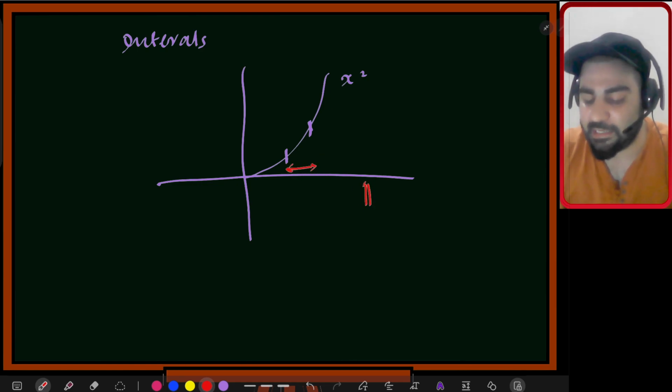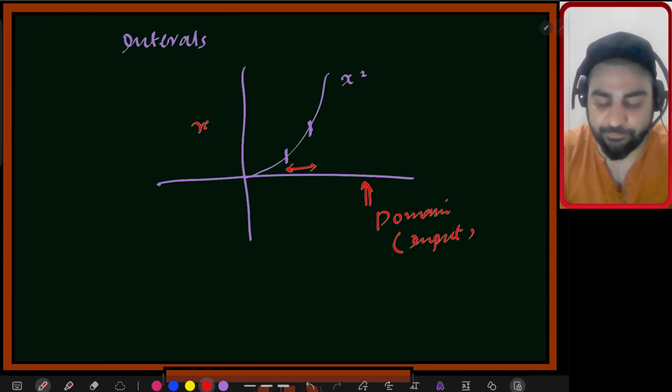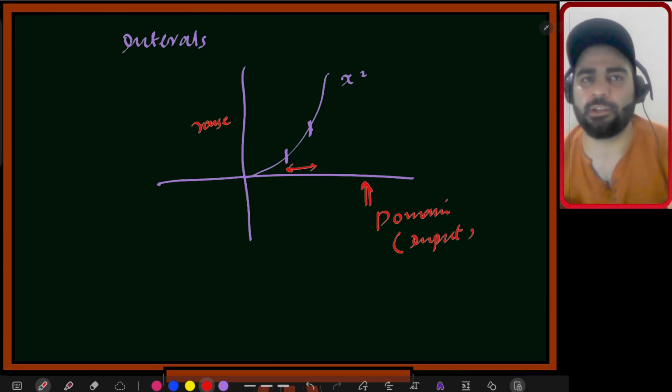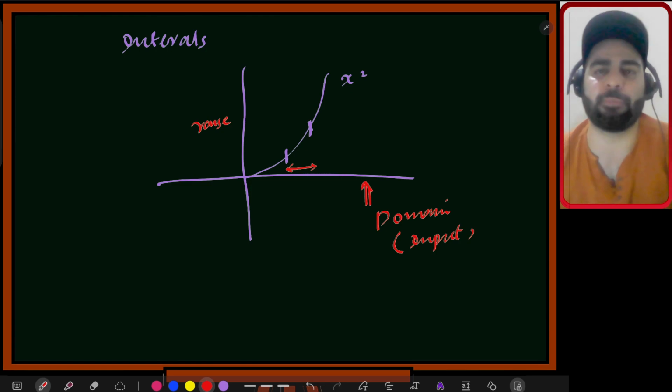So I consider this as my domain, this as my input. This is my domain, or this is my input, and this is my range. Okay, so now what are these intervals? Intervals are basically pieces of the domain. So you want to see how a function behaves in a particular domain, in a particular interval.